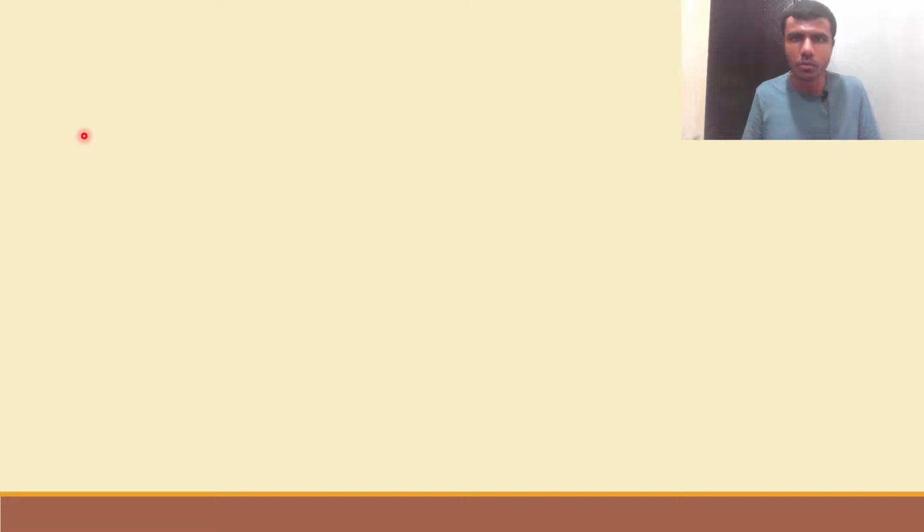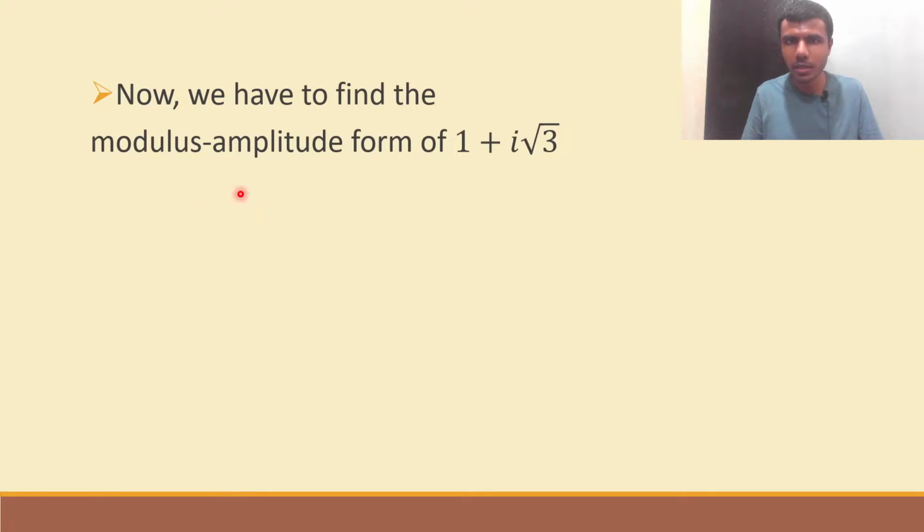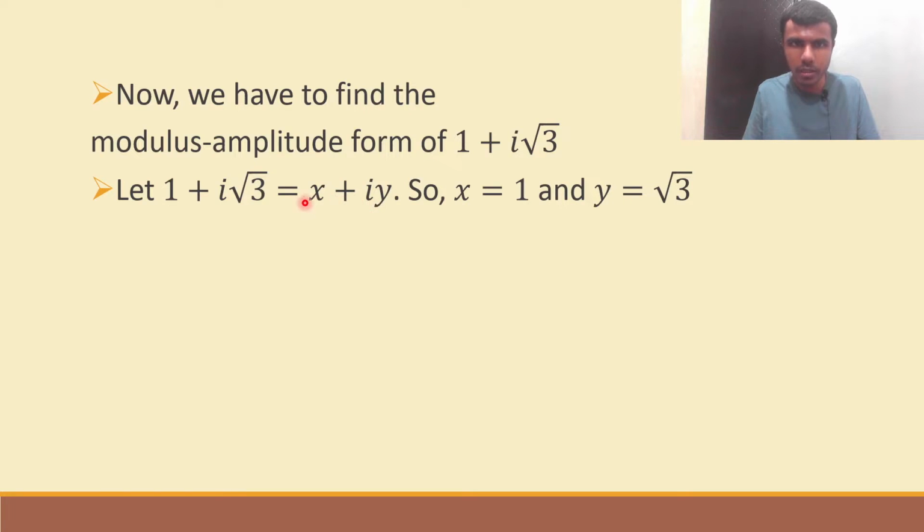Fine. So what is the procedure, I'm sure you're familiar. In case not, it's fine. I'll go a bit slow on this. Now we have to find the modulus amplitude form of 1 plus i root 3. So we are going to make it into something like r into cos theta plus i sin theta. How to do it? First, we will take this complex number as x plus iy. So let this equal x plus iy.